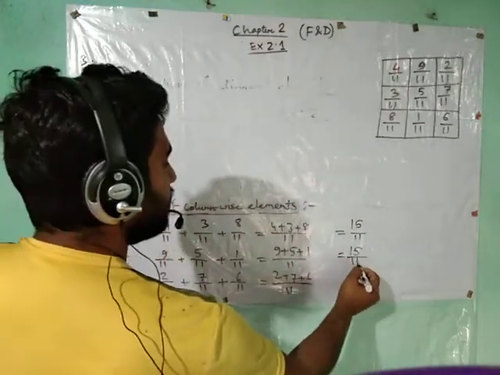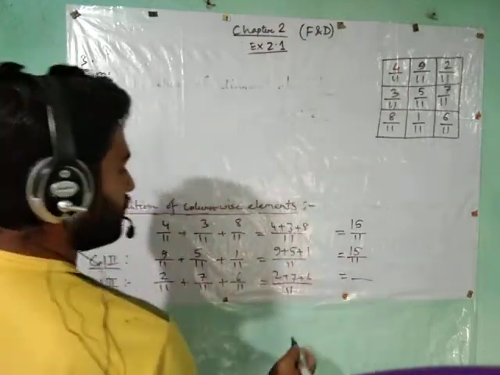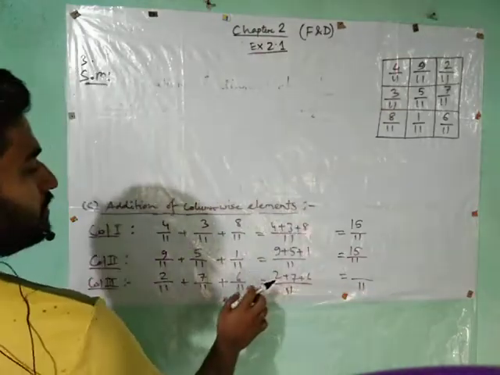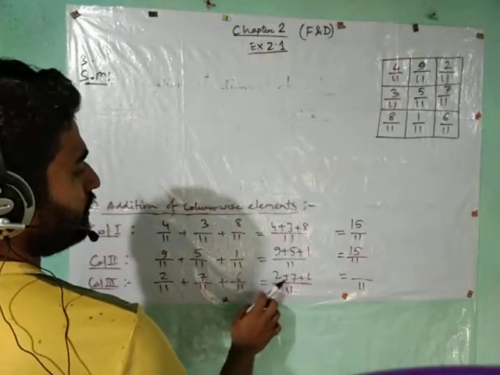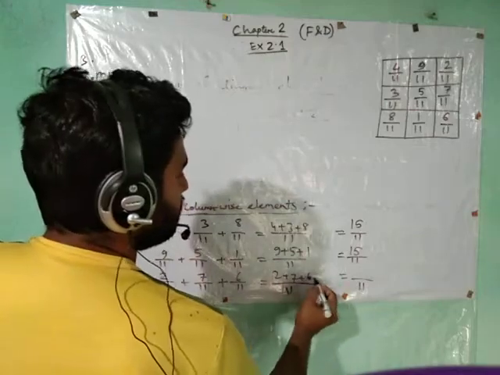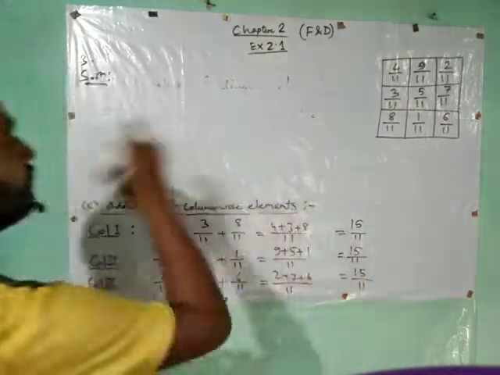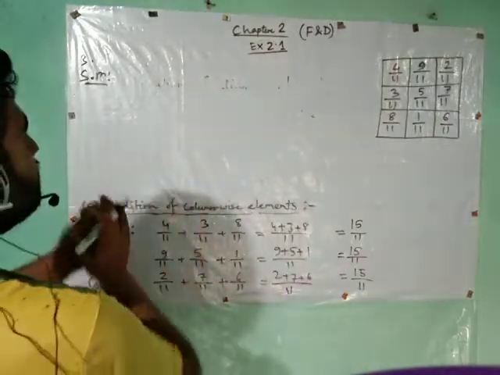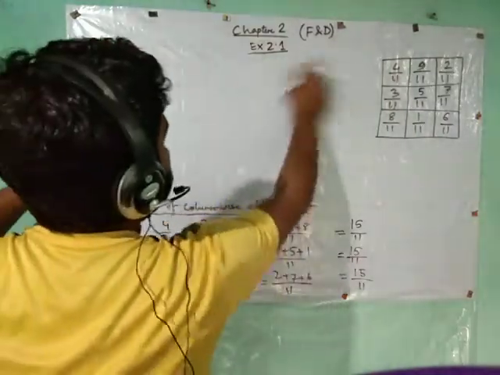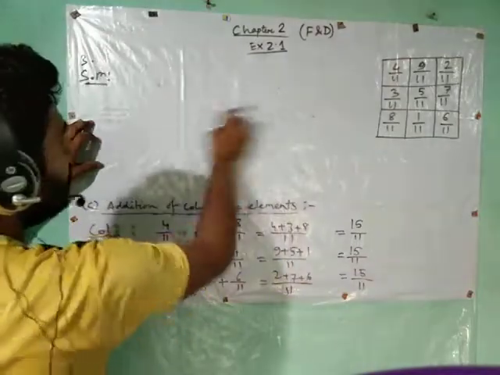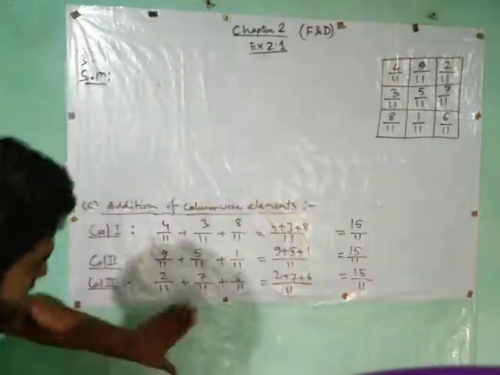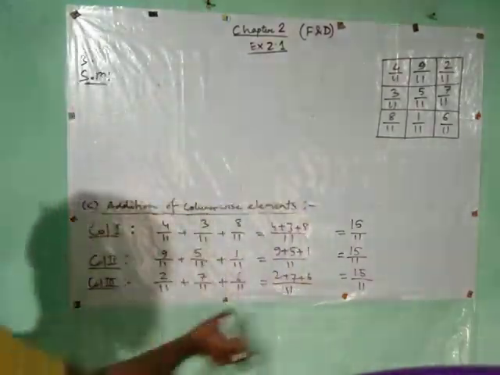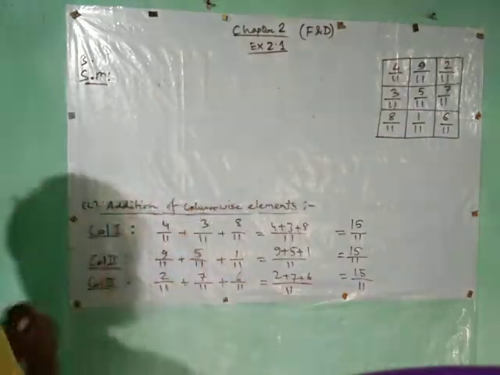15 by 11. Next, 11 will be in the denominator anyway. 2 plus 7 is 9, 9 plus 6 is how much? 15. So that is what we have seen. Now after this you write this one. What will I write here? I will write here, but you will write these things down over here. But I have no space here, so I will write here.